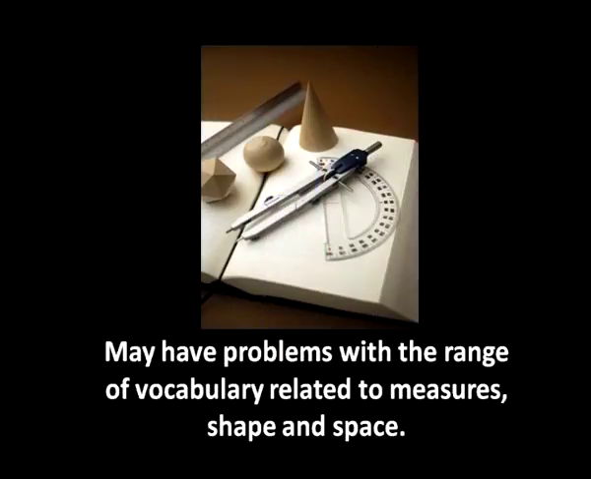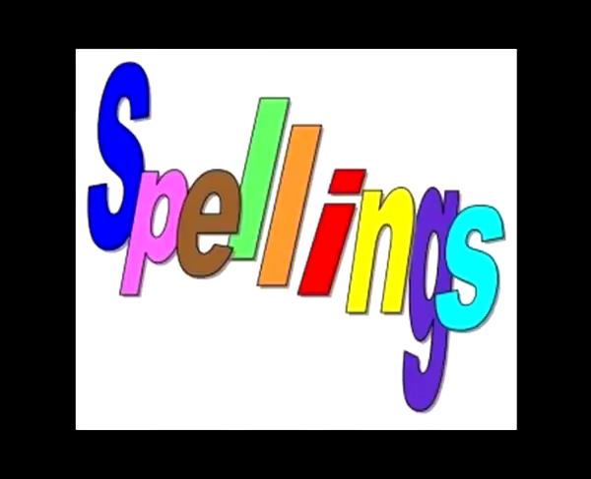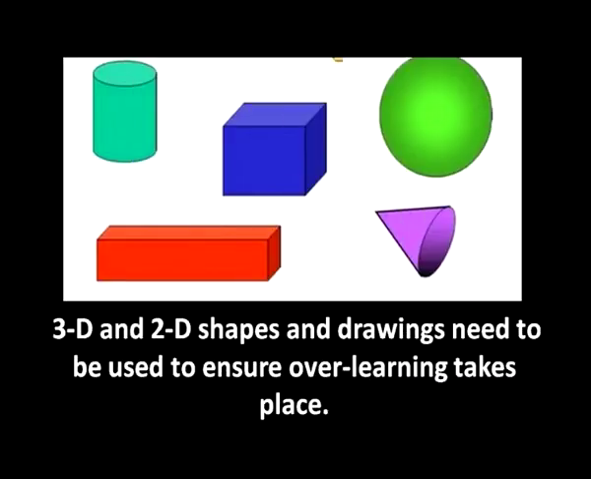They may have problems with the range of vocabulary related to measures, shape and space. Similar sounding words such as triangle and rectangle, cube and cuboid may cause confusion, both in understanding and learning the properties of these shapes. Spelling may also pose a difficulty. 3D and 2D shapes and drawings need to be used to ensure overlearning takes place. Difficulties with spatial imagery can cause confusion when children are presented with 2D representations of 3D shapes.